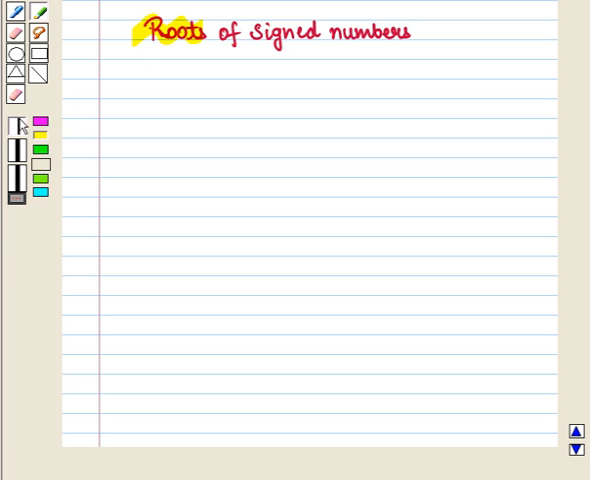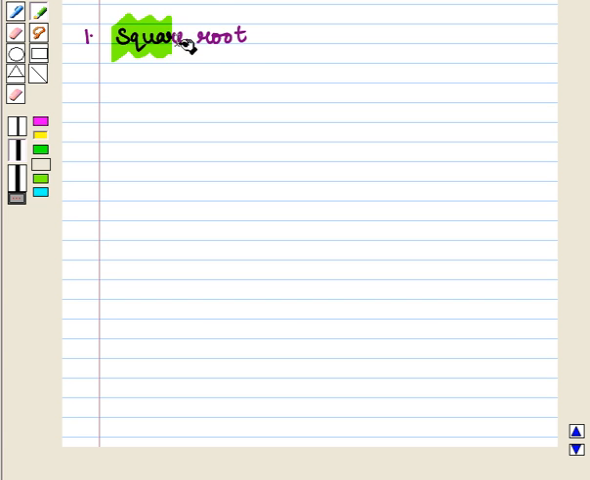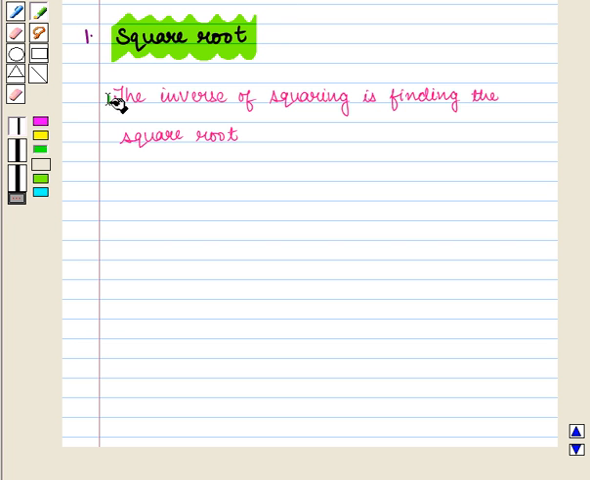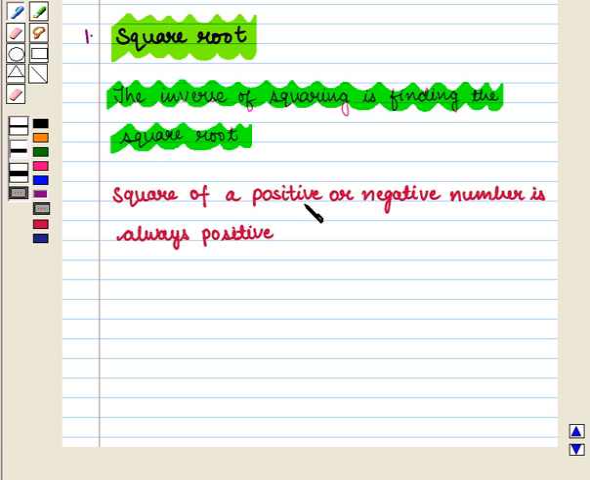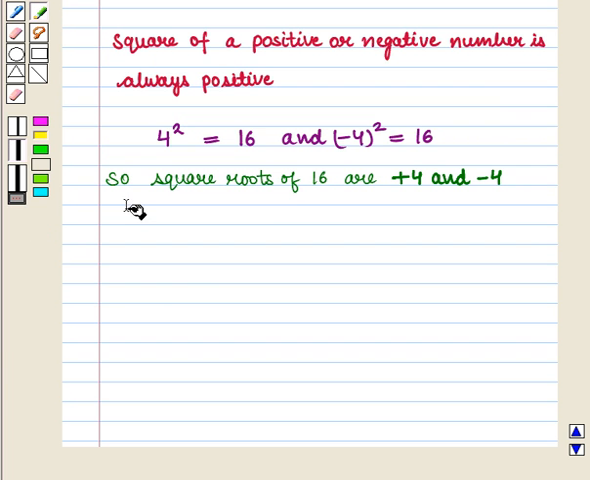Now we are going to discuss roots of signed numbers, that is positive and negative numbers. First of all, we shall discuss square root. The inverse of squaring is finding the square root. We know that square of a positive or negative number is always positive. For example, 4 square is equal to 16 and -4 square is also equal to 16. So here, square roots of 16 are +4 and -4.